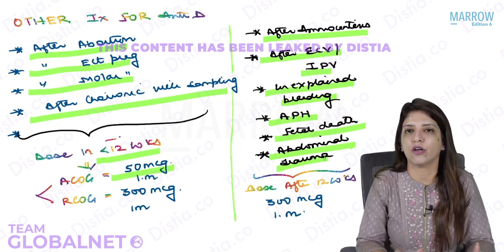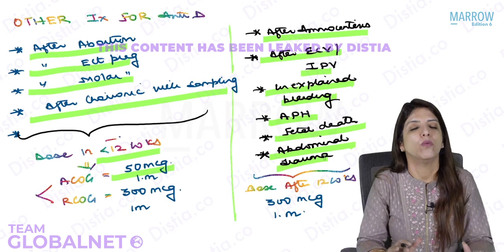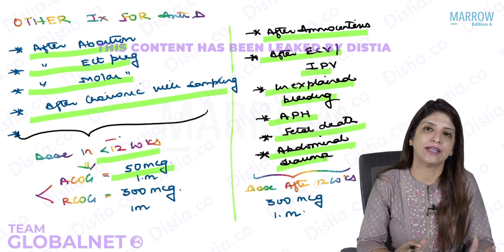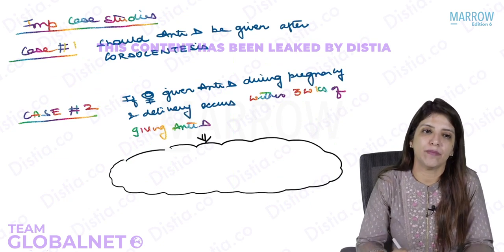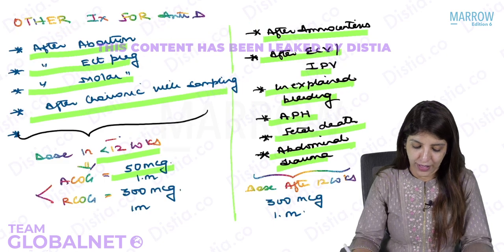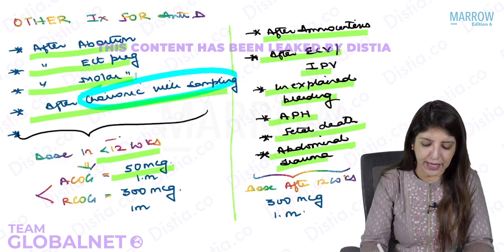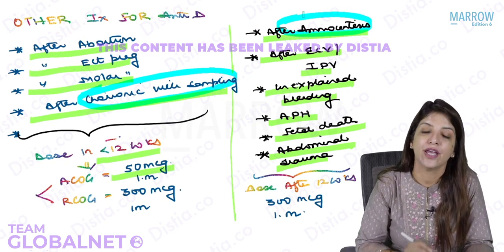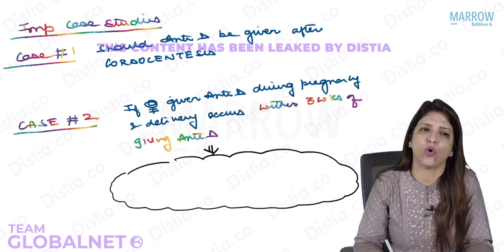Now, for all the foreign medical graduate students, this is the most important part of the video for you. Indications for giving anti-D injection, right? Then, now coming to some important case studies. So I was telling you that you have to give anti-D after chorionic villi sampling and after amniocentesis. Now the confusion comes, are you going to give anti-D after chordocentesis?